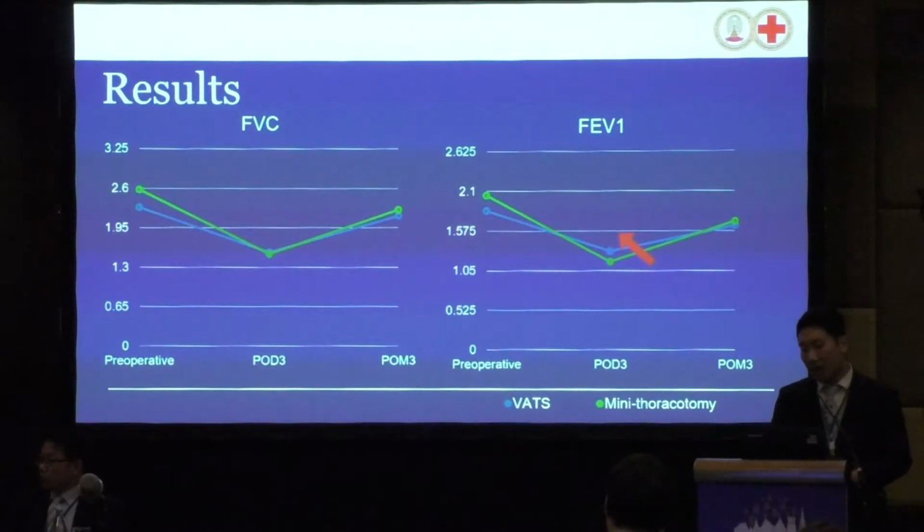Left side is the FVC and right side is the FEV1. We will see that the average FEV1 in the mini-thoracotomy group is decreased more than the VATS group.